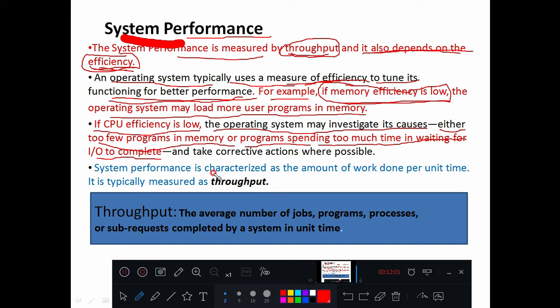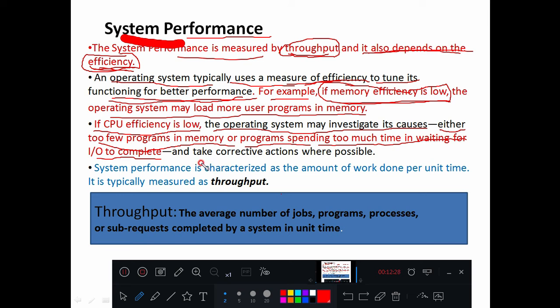In that case, the CPU will be kept idle, because until that IO operation is performed, it cannot continue its execution. If the IO operation is taking more time, then the CPU has to sit idle for a longer time. In that case, I can say the CPU is not efficiently utilized. Okay.